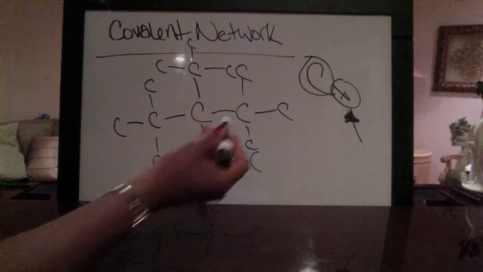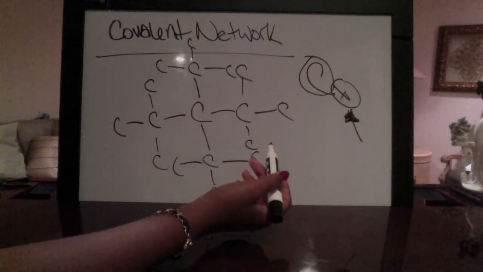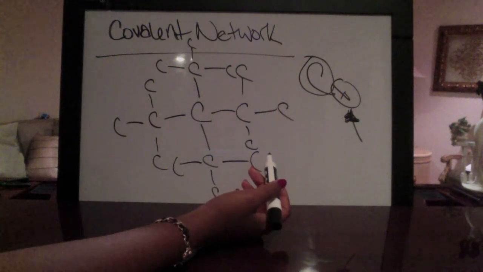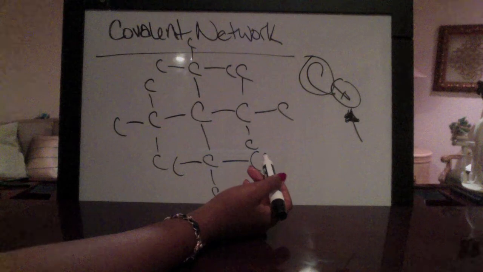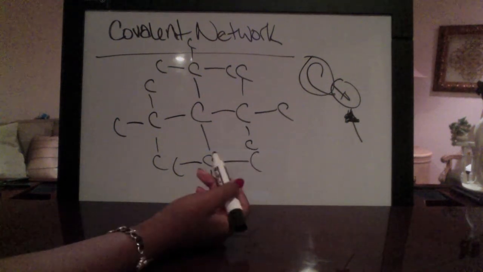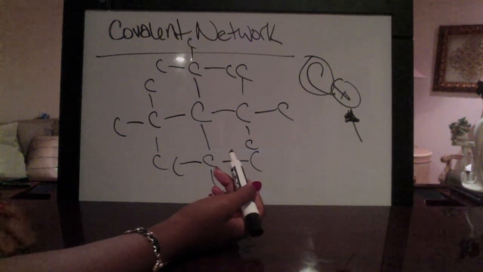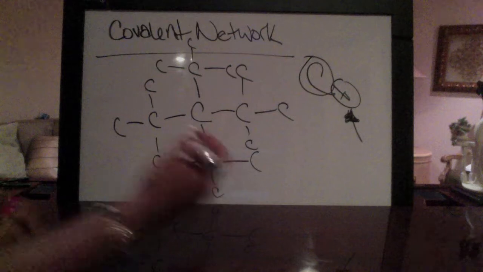So you can imagine that if the whole diamond is made up of this network of carbon, you're going to get an extremely strong, extremely high boiling point substance, which is exactly why diamond is so hard and strong, and it's so hard to boil diamond.